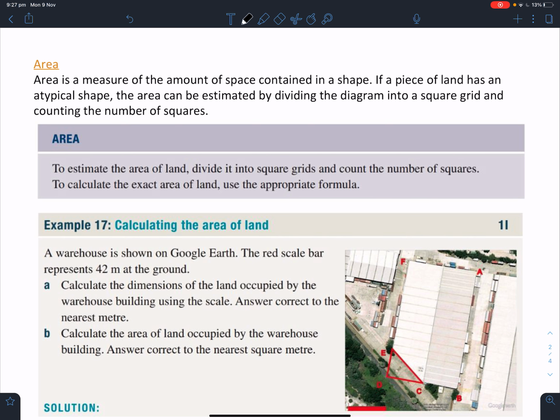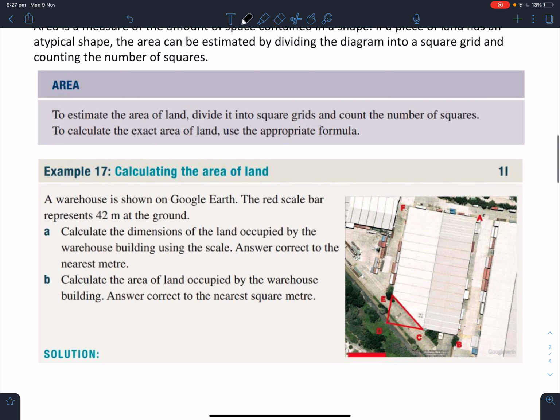So it says a warehouse is shown on Google Earth. The red scale bar represents 42 meters at the ground. Again, that red scale bar, if I measure it with my ruler from the textbook, is actually 1.2 centimeters. So anything that length is your scale: 1.2 centimeters is 42 meters in real life. Calculate the dimensions of the land occupied by the warehouse building using the scale.